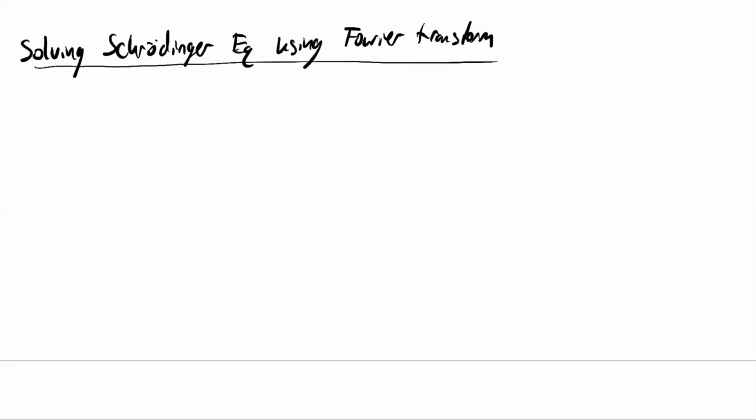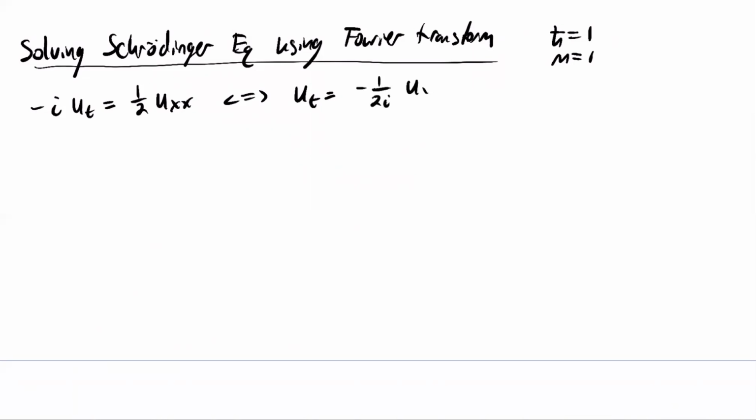Right, and so as I said before, we're going to set Planck's constant equal to 1, and we're going to set the mass of the particle equal to 1. Of course, in reality, neither of these are 1. They're both very small numbers, but we just want to talk about how you would solve an equation like the Schrodinger equation. In this case, the PDE becomes minus i u_t equals 1/2 u_xx. Dividing by minus i, we get u_t equals minus 1 over 2i u_xx.